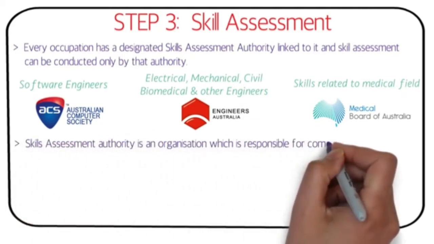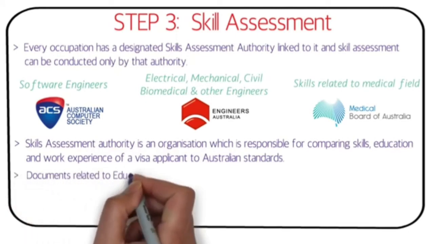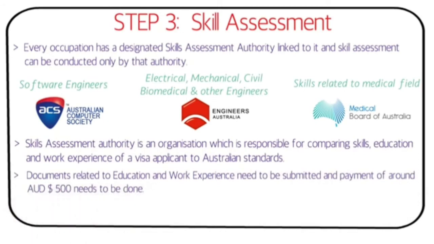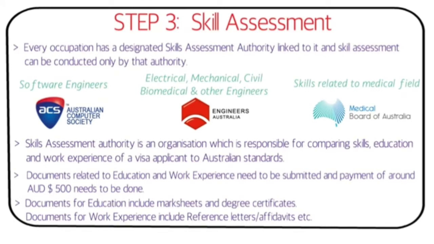The Skill Assessment Authority is an organization responsible for comparing the skills, education and work experience of a visa applicant to Australian standards. Documents related to education and work experience need to be submitted, and a payment of around 500 Australian dollars needs to be made at this point. This may vary from one organization to the other, but this is a rough estimate. Documents for education include mark sheets and degree certificates, and documents for work experience include reference letters, affidavits, and work experience letters. I'll make separate videos for all of these steps and discuss them in detail. So this was about skill assessment.